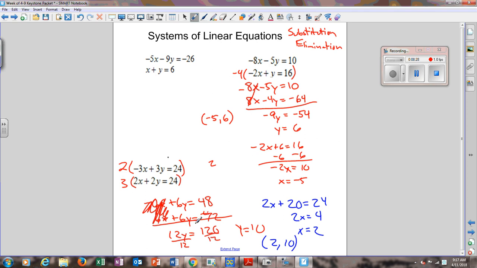Now you can check these answers by plugging them in to the equation. So if I plug this in here, that's going to give me negative 3 times 2, which would give me negative 6, plus 3 times 10, which is 30. Negative 6 plus 30 equals 24. So that's true because it was equal to 24.